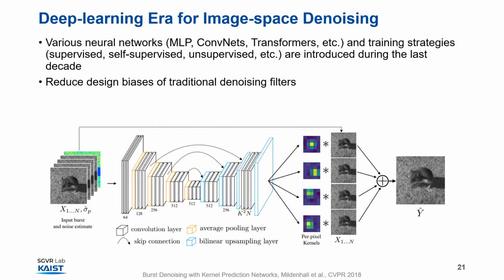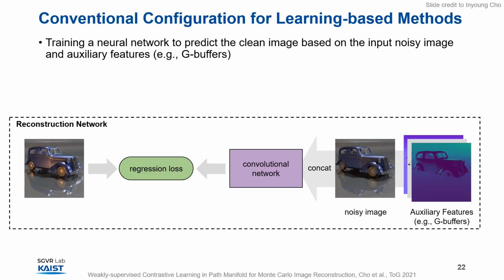As deep learning got popular, various neural networks and training methods have been introduced to enhance tasks on image domain. Image denoising using deep learning reduces human design biases of traditional filters. And when using deep learning for Monte Carlo noise reduction, we train a neural network to predict the clean image from the input noisy image and the auxiliary features.